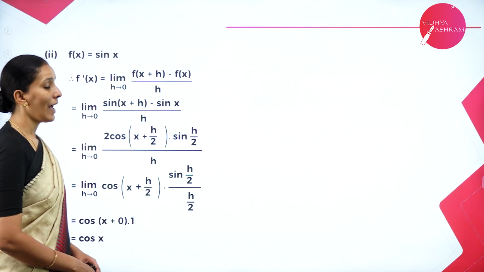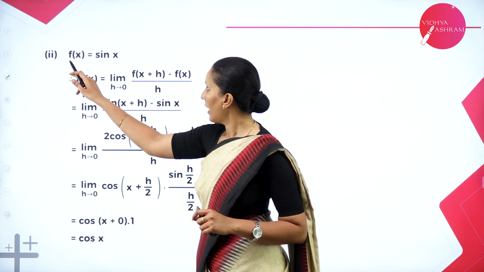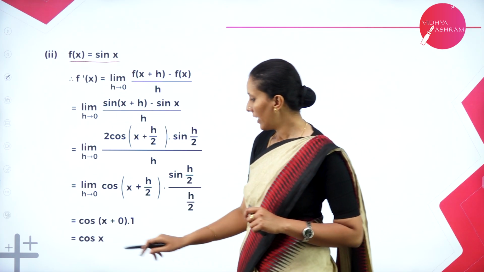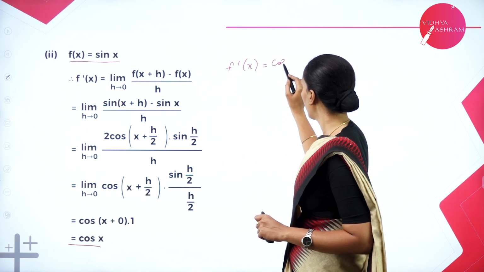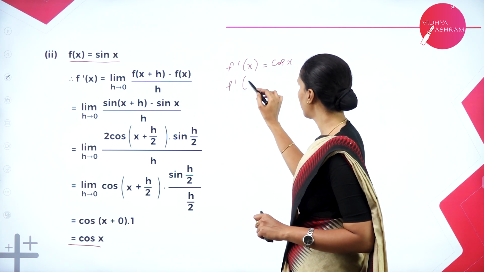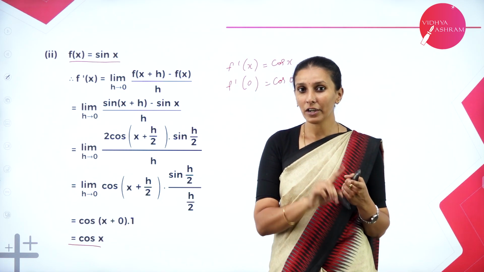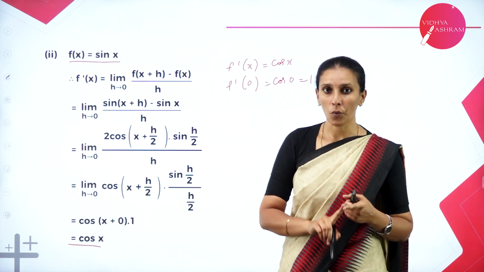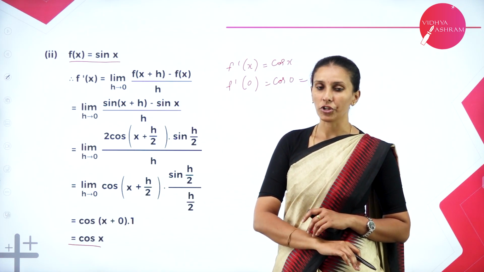Next one, we have f of x is equal to sin x. Previously we have found the derivative of sin x at x is equal to 0 as 1. How? For f of x is equal to sin x, the derivative is cos x, which means the derivative of the sine function is cos x. So at x is equal to 0, obviously cos 0 will become 1. And hence we got the derivative of sin x at x is equal to 0 as 1. Now, using first principle, we find the derivative of the sine function as cos x.